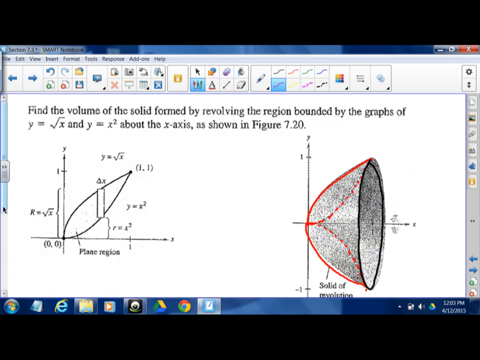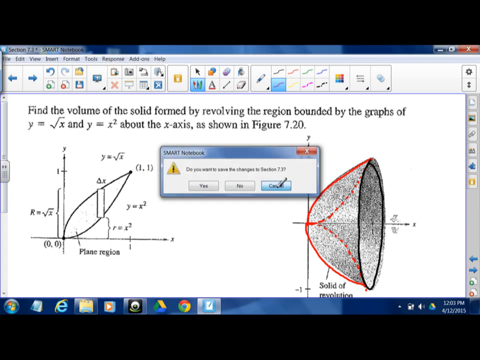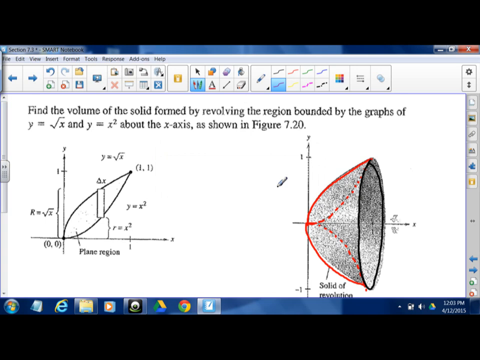Let's take a look at this problem. This problem looks just wonderful. Find the volume of solid formed by revolving the region bound by the graphs of root x and x squared about the y-axis. It's shown in figure 7.2.